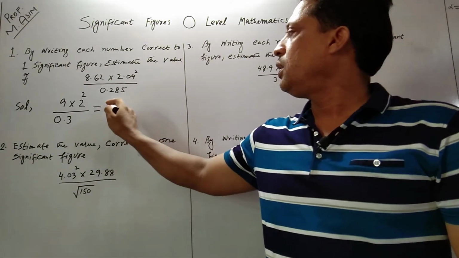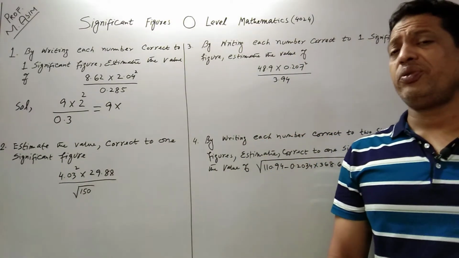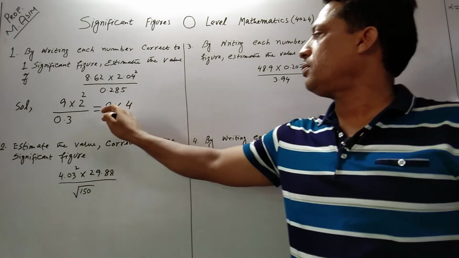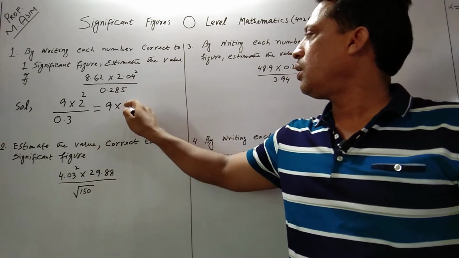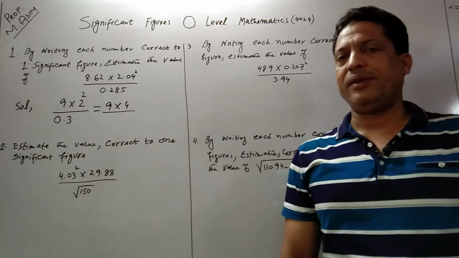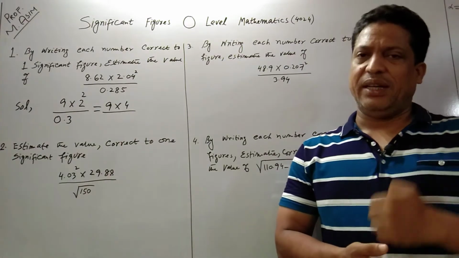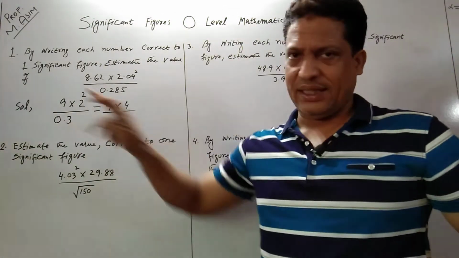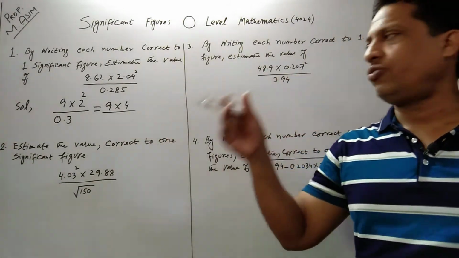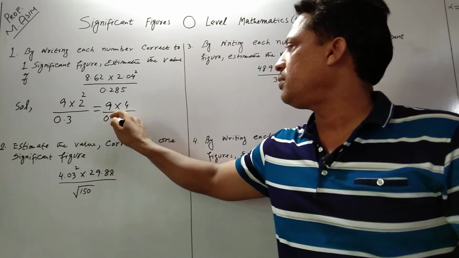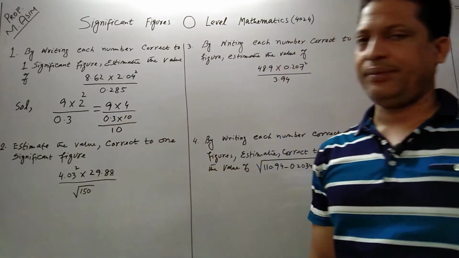Now 9 multiplied by 2 squared, which is 2 into 2. 2 into 2 is 4, upon 0.3. First we have to eliminate the decimal point in 0.3. How to eliminate it and convert it into 3? Just multiply and divide by 10.